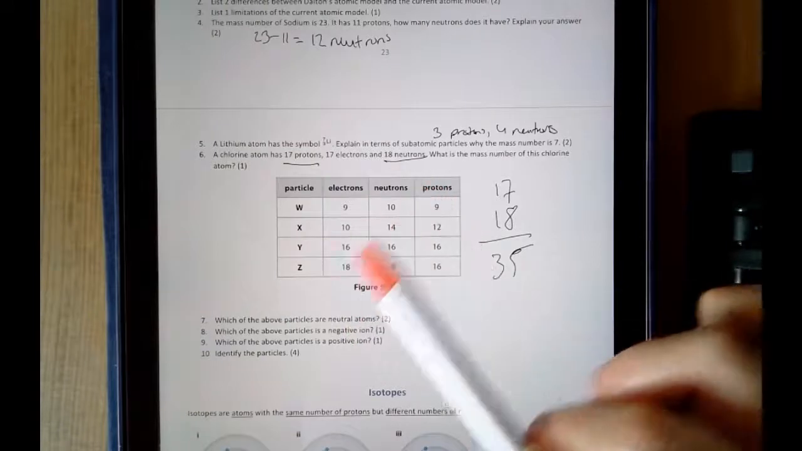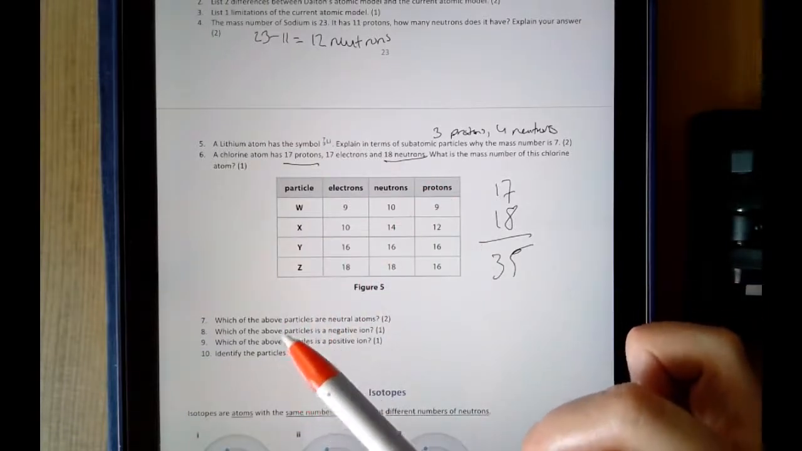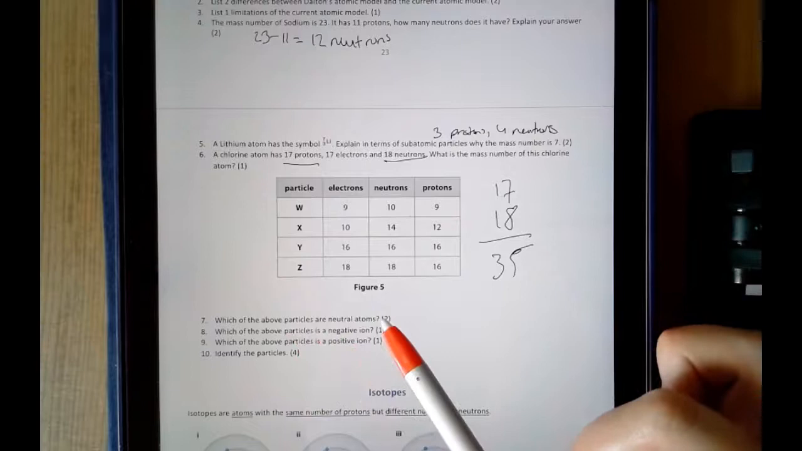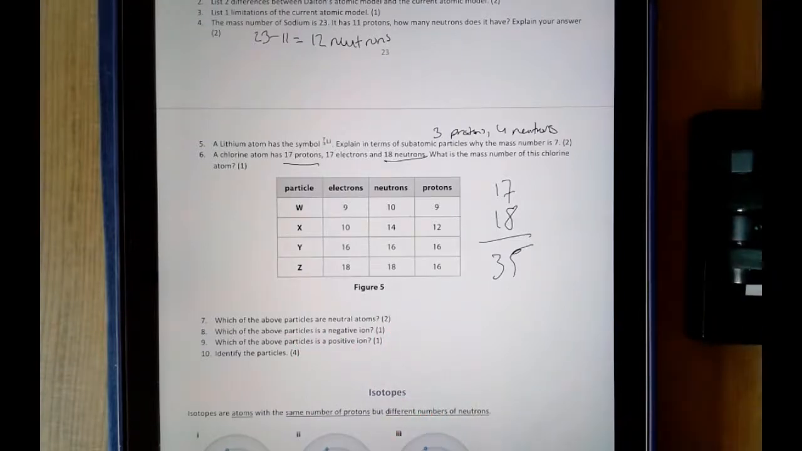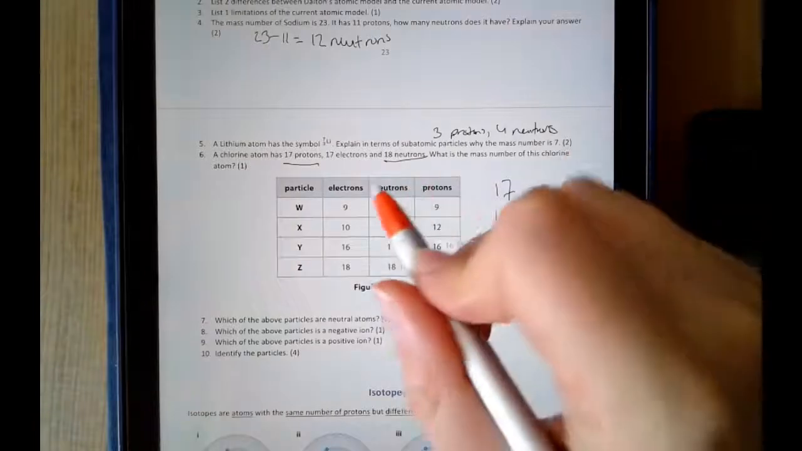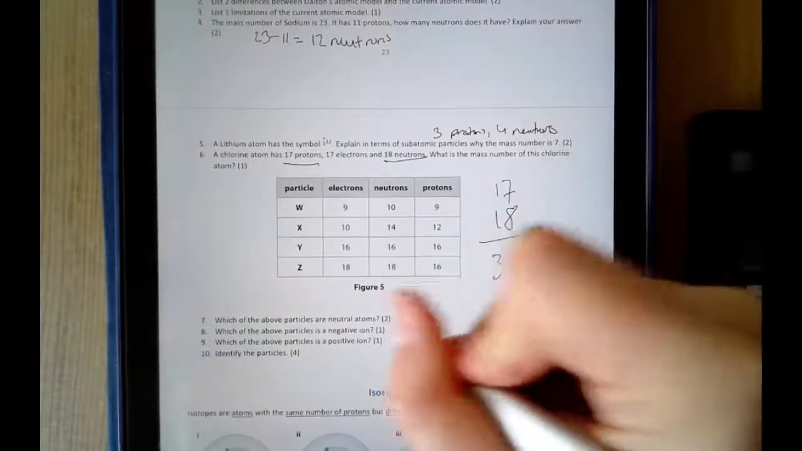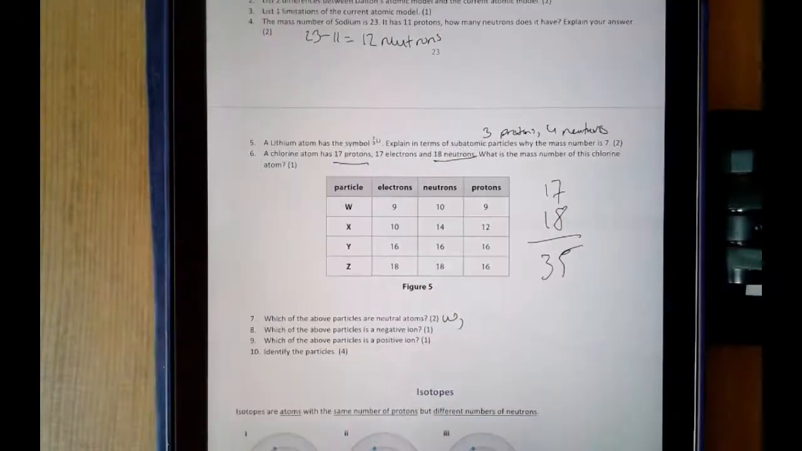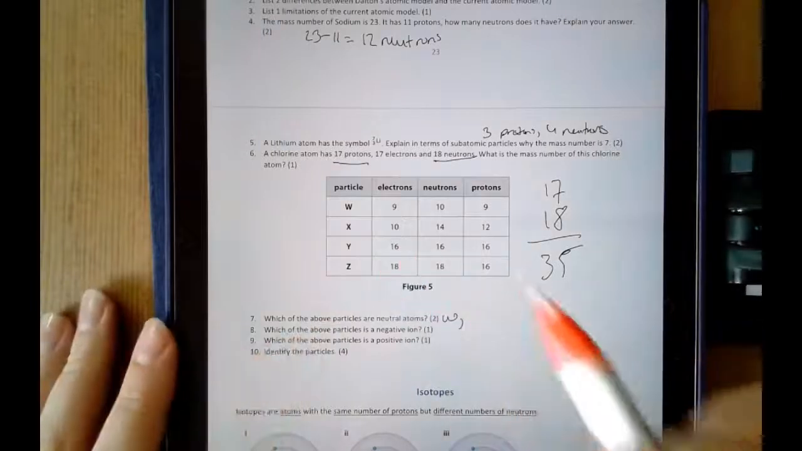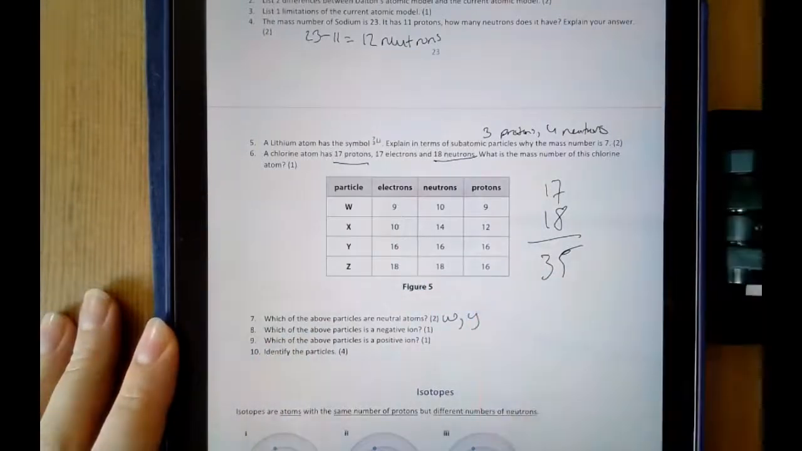You're going to use this table to answer questions 7, 8, 9 and 10. Which of the above particles are neutral atoms? Remember, to be a neutral atom, you need the same number of electrons and protons. Particle W has 9 electrons and 9 protons, so it's going to be neutral. Y also has the same number of electrons and protons. You can see it's got 16 for both, so Y is also going to be neutral.